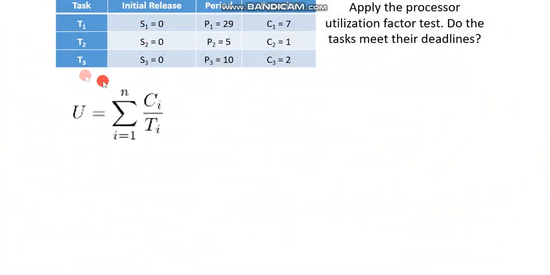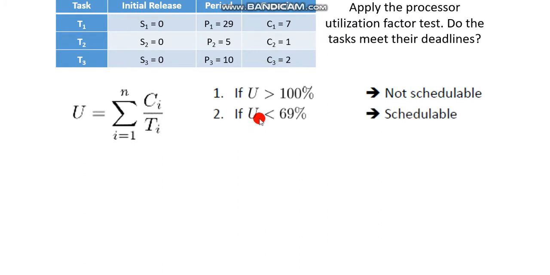Given a set of tasks of the following parameters, we need to apply the processor utilization factor test. So we need to use this formula to check whether the task can be scheduled or not. The C is the capacity, the T is the period of time. And we need to use this formula for each task and sum all of it in order to get the value of U.